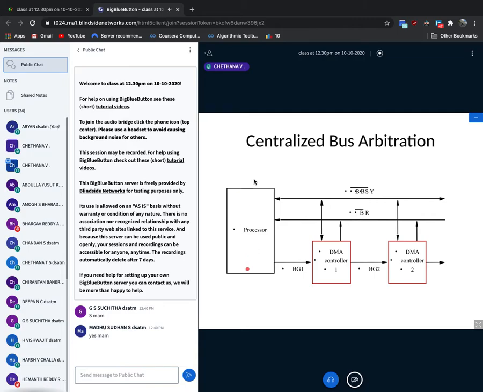Whenever the processor is the owner of the bus, that processor should leave the bus to some other device. Whoever may request, it should allow others to access the bus. In that situation, I'm going to provide a grant, the permission. When another device is requesting a service, we are going to provide the bus to the device whoever requests.